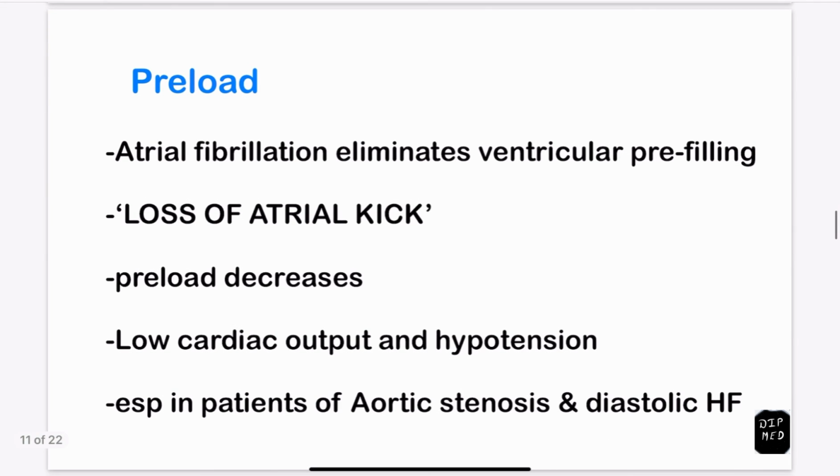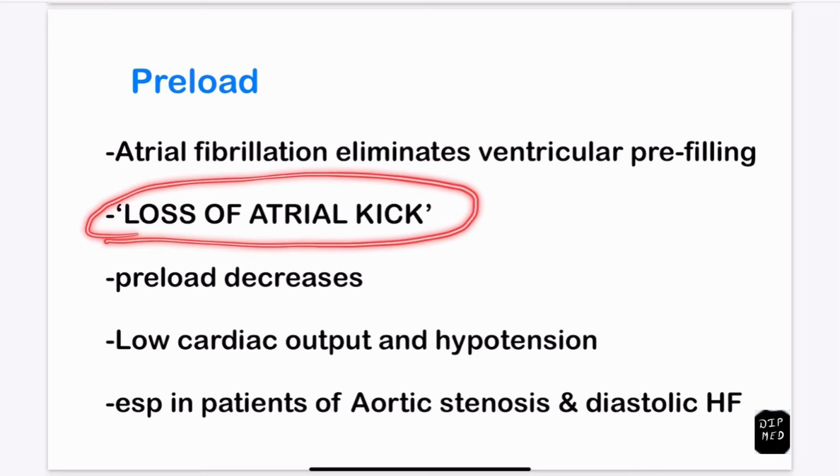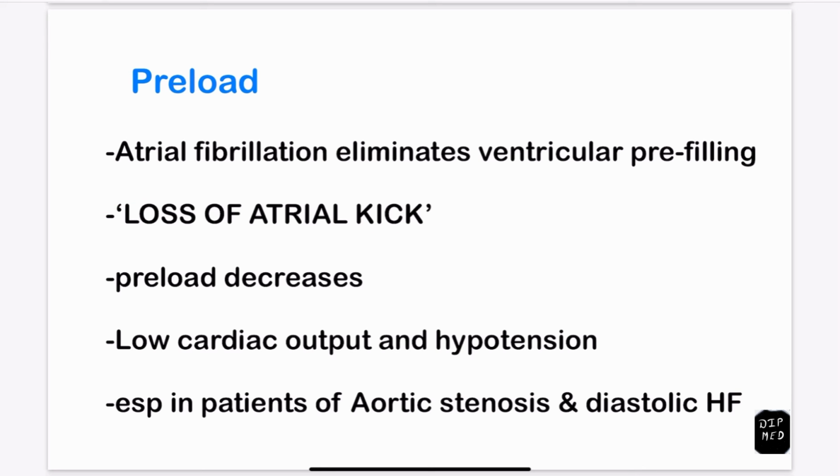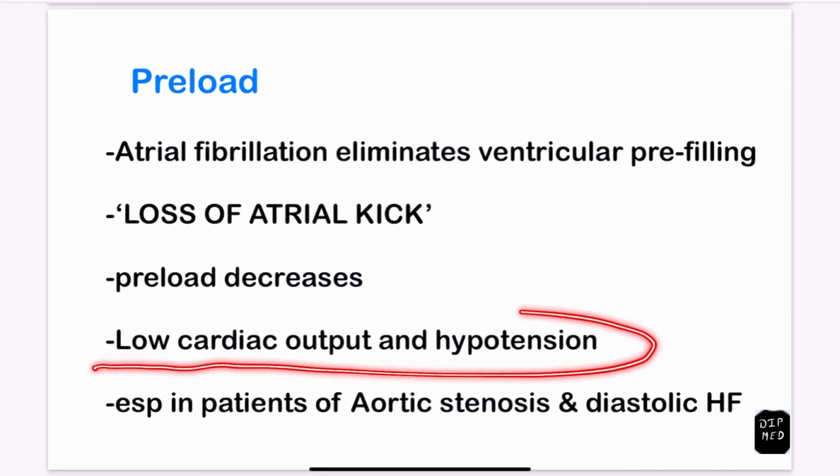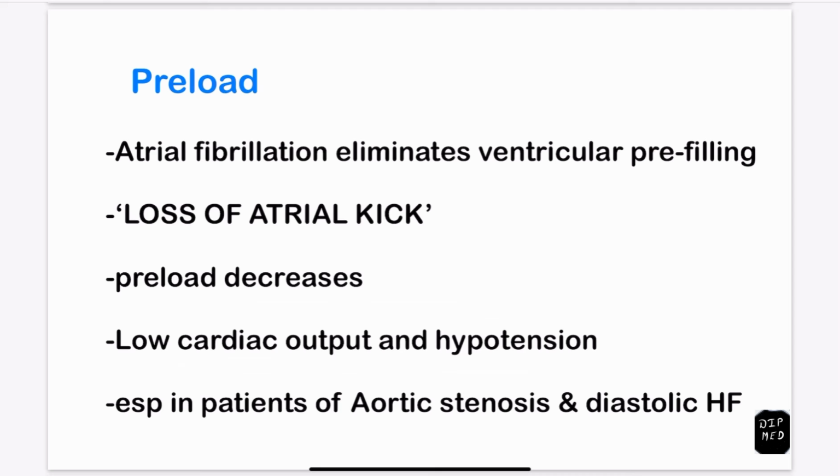In some patients with atrial fibrillation, ventricular prefilling is eliminated because the atrium cannot contract properly and thus cannot push the blood into the ventricles effectively. This can be described as loss of atrial kick. Since the ventricles cannot be filled properly, the preload decreases and this can lead to low cardiac output and hypotension. This in particular affects people with aortic stenosis and diastolic heart failure because the cardiac output in these patients is mainly dependent on preload.